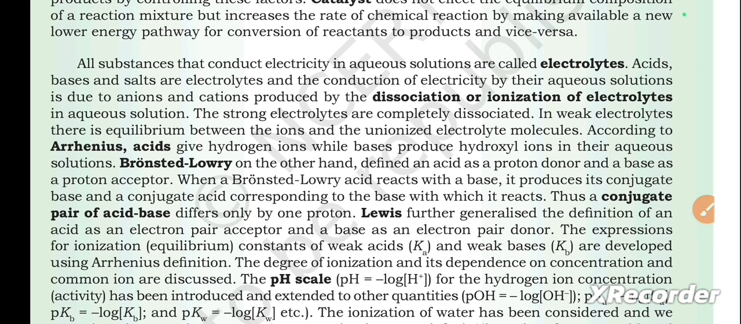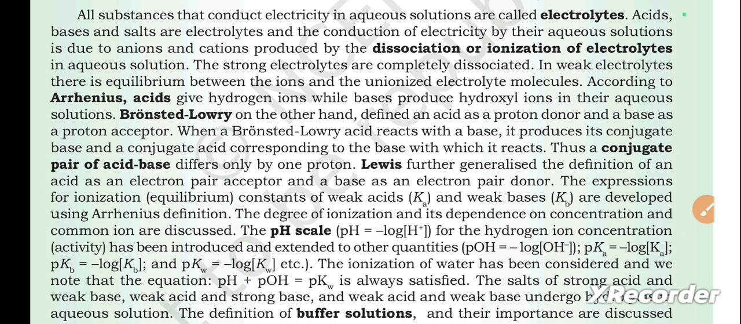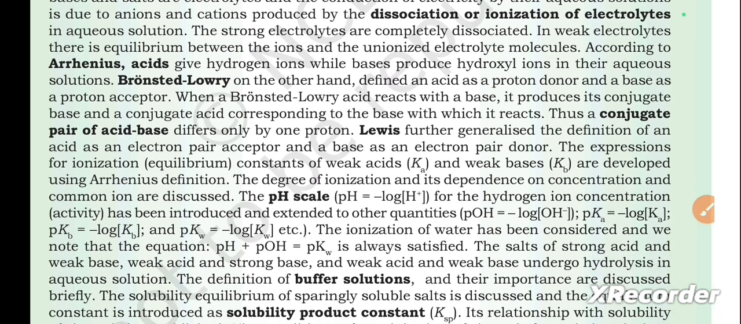According to Arrhenius, acids give hydrogen ions while bases produce hydroxyl ions in their aqueous solutions. Bronsted-Lowry, on the other hand, defined an acid as a proton donor and a base as a proton acceptor. When a Bronsted-Lowry acid reacts with a base, it produces its conjugate base and a conjugate acid corresponding to the base with which it reacts. Thus, a conjugate pair of acid-base differs only by one proton.